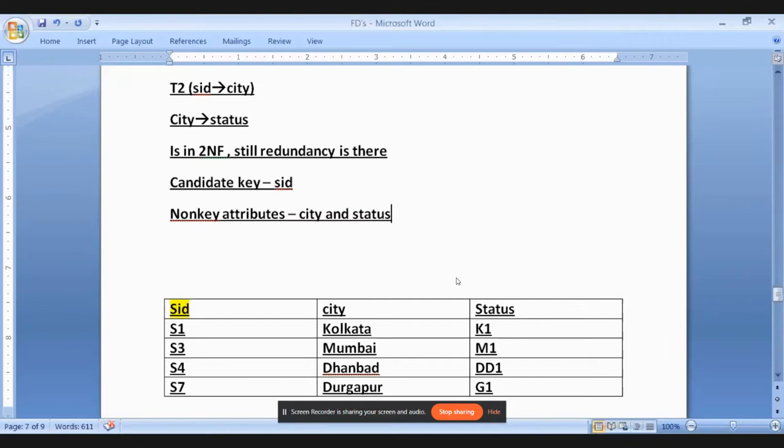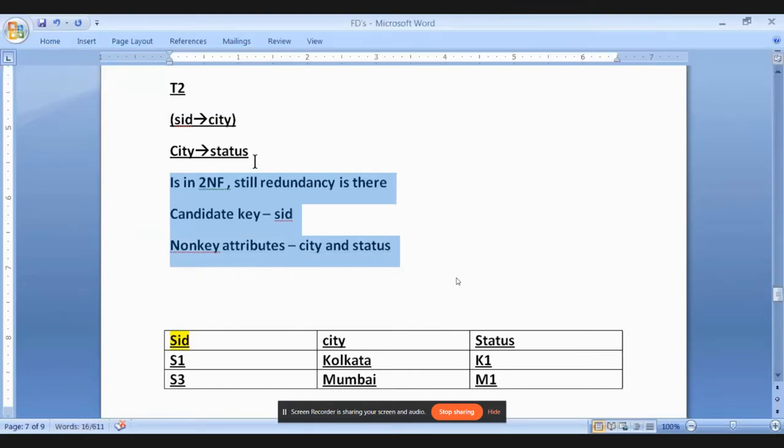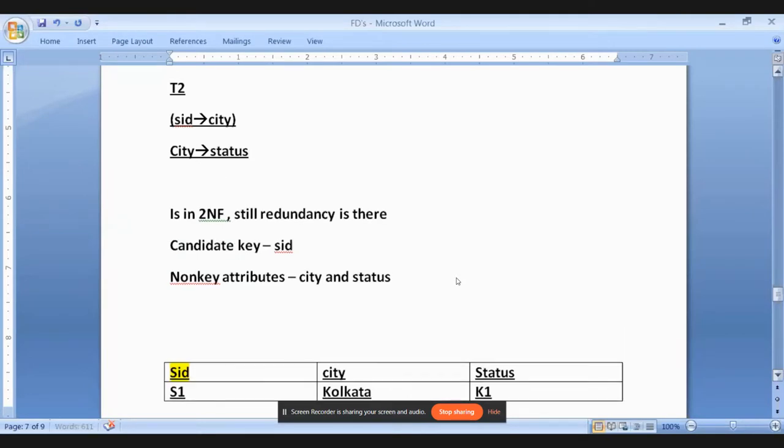Now, if I apply an axiom on these, how many FDs do we have? One is SID to city and another one is city to status. If I apply some axiom here, can I get a new FD? What is the new FD? Transitive. If I apply transitivity, I get SID to status.